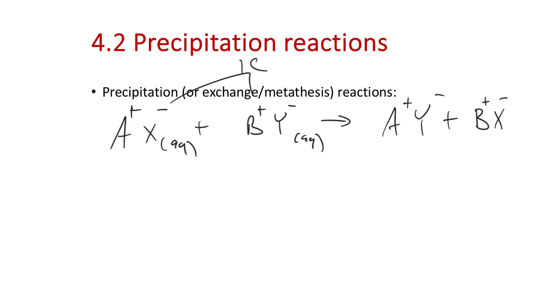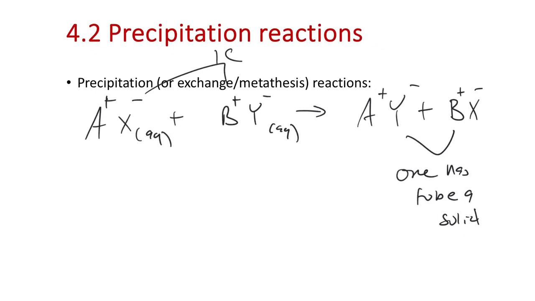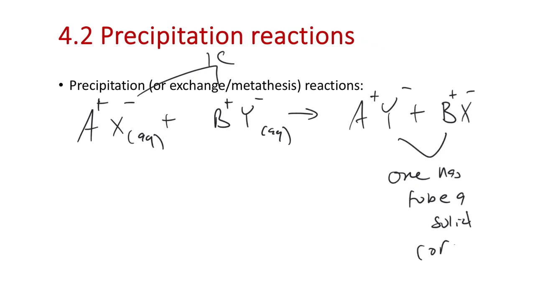And what you have to have is at least one of these has to be a solid. And we can even throw in or a gas. For metals, I don't think we're going to form a gas. This might come up when we get to acid-base reactions later. But we have to have something that leads a reaction to take place.